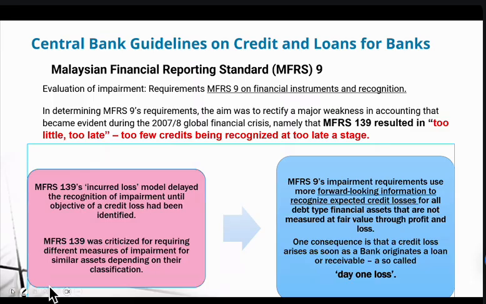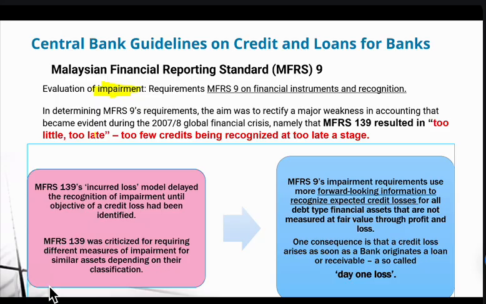This one will be an exam topic, MFRS 9. MFRS 9 is to test what they call requirements on financial instruments and recognition, and they check on impairment. Impairment is what if there's a write-off or loss.